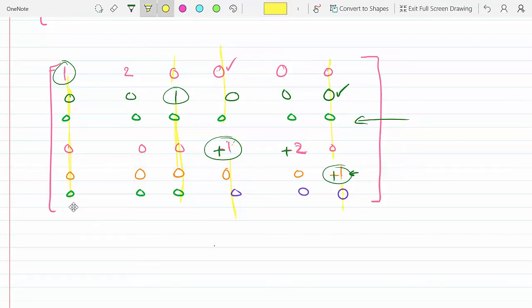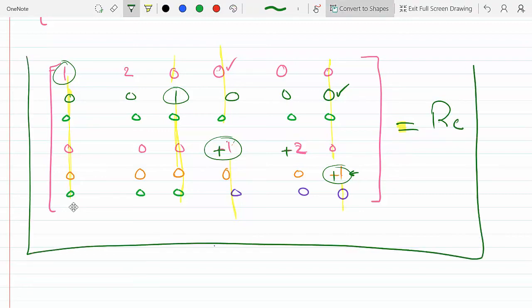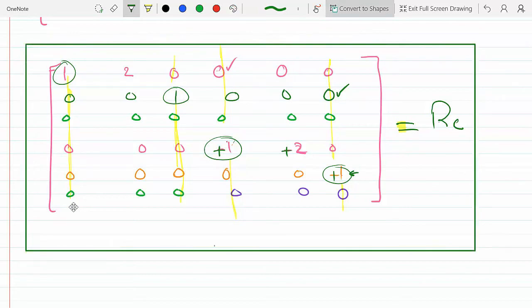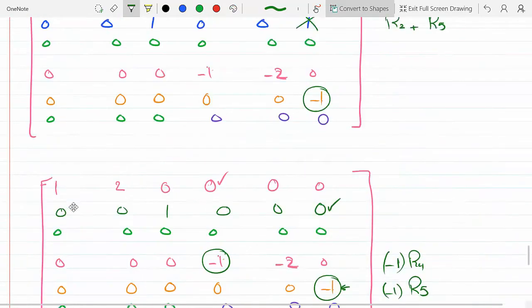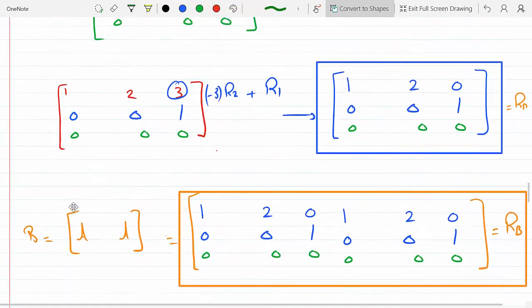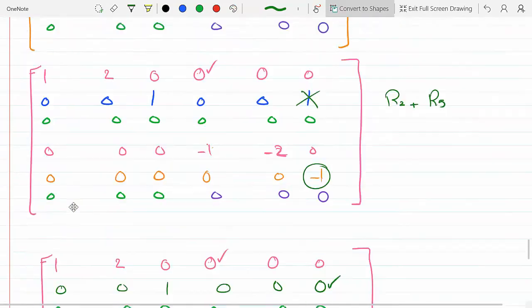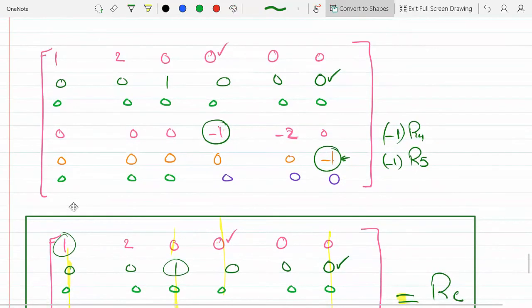Okay, so yeah, this is my final answer. This is my R_C. So this is my matrix, my reduced form. This is the reduced form of the matrix, which is, if you notice, what was A here? A was 1 2 0 0 0 1 0 0 0 1 2 0 0 0 1 0 0 0.